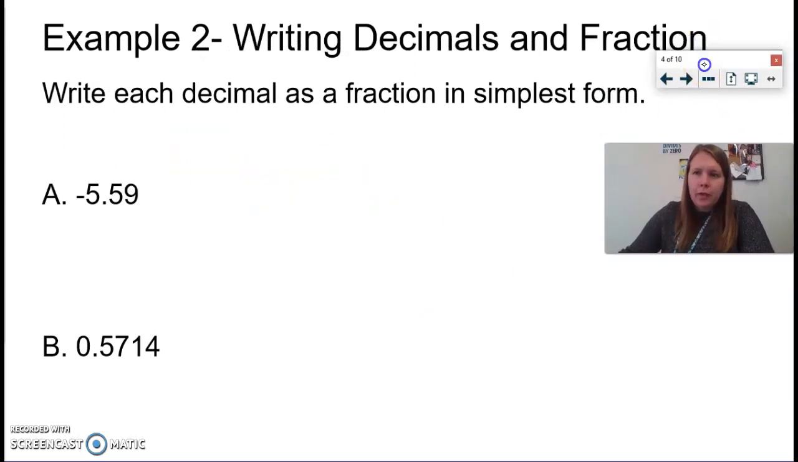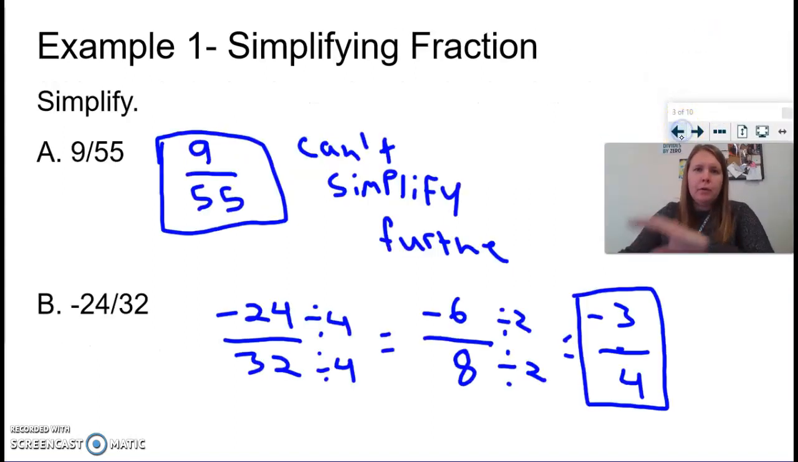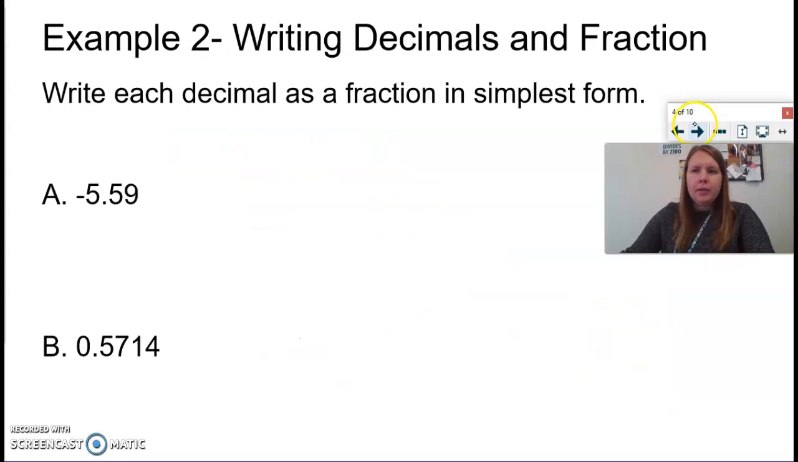Alrighty, so like I said, we're going to talk about simplifying fractions. So expect on your assignment today, there's going to be simplifying fractions. Second part then is also writing decimals as fractions. And I actually really enjoy writing decimals as fractions because I think it's easier than going from fractions to decimals. So write each decimal as a fraction in its simplest form.